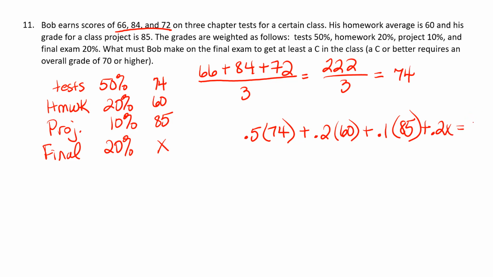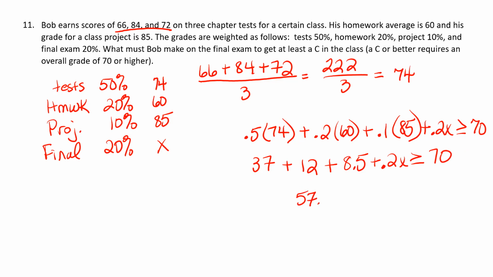And he wants his grade to come out to be 70 or higher. So we're saying this has to be greater than or equal to 70. So half of 74 is going to be 37 plus 0.2 times 60 is going to be 12. And 0.1 times 85 is 8.5. And then plus 0.2x greater than or equal to 70. We are going to get 57.5.